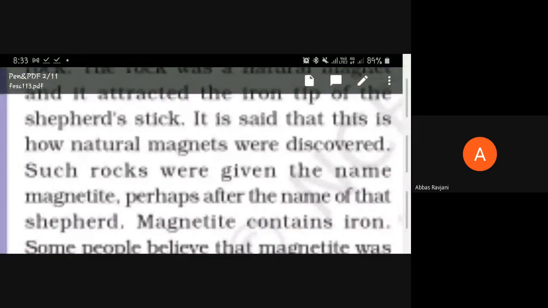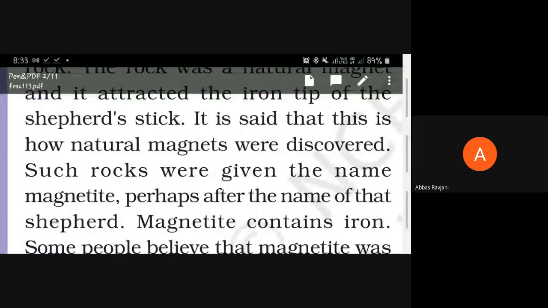Now it is said that this is how natural magnets were discovered. Such rocks were given the name magnetite. Why magnetite? Because the name of the shepherd was Magnus.